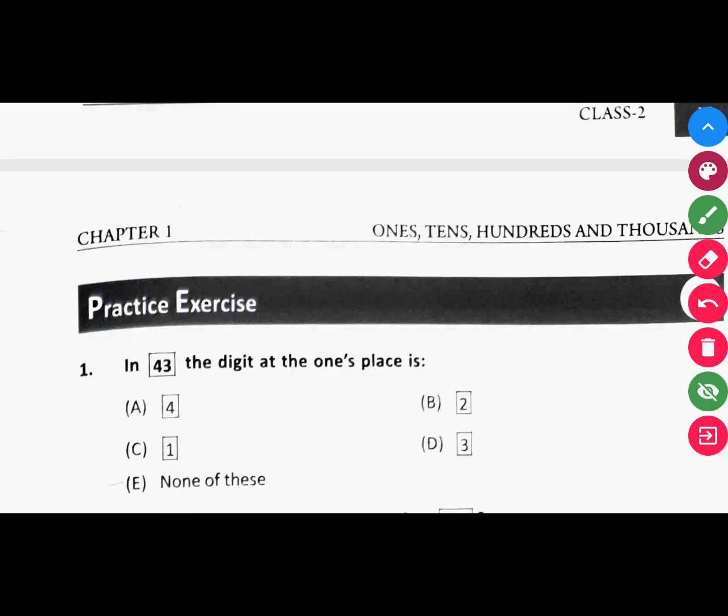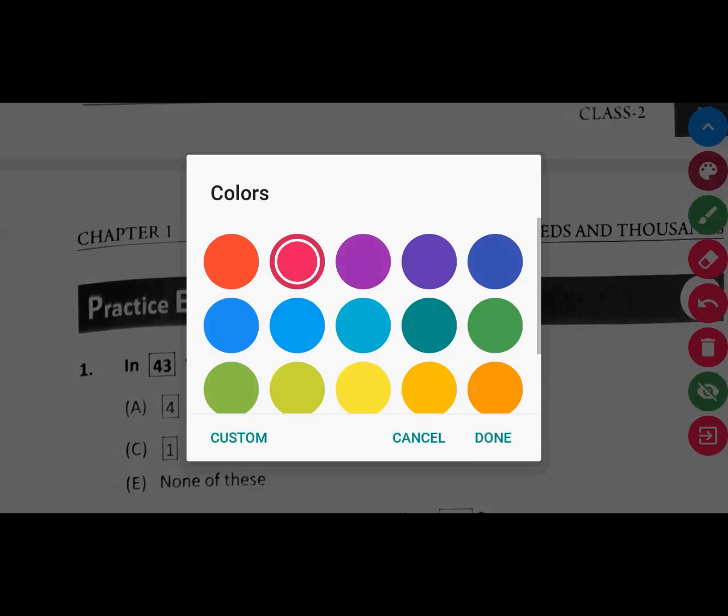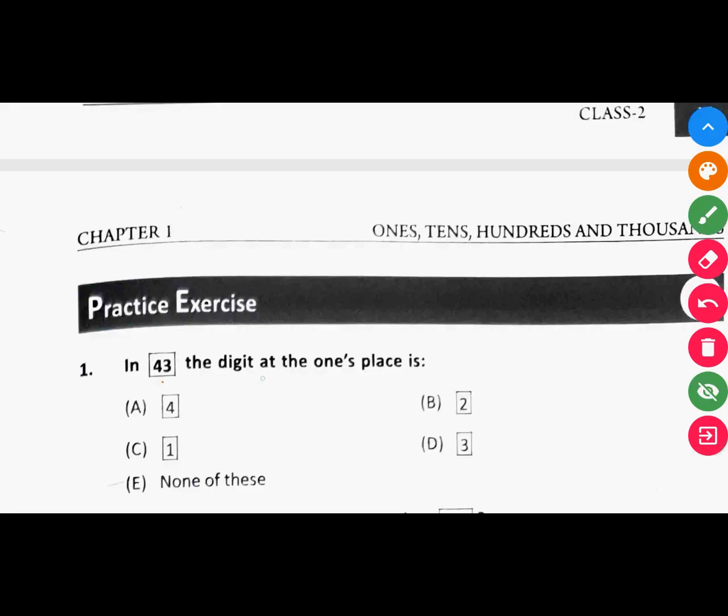Okay, so the first question is: in 43, we have to identify the digit at the ones place. So the number is 43. Here, from the right we will name the places: this is the unit place and this is the tens place. So which number is at the ones place? Which is 3. So our answer is option D. Okay, now the next one.